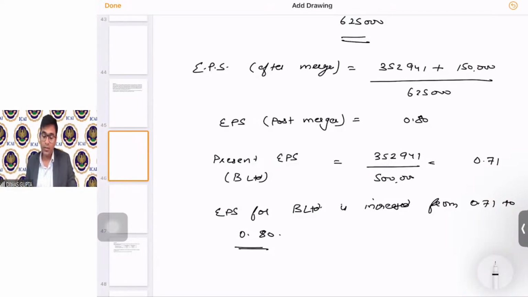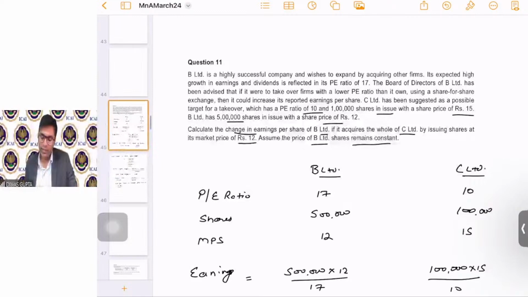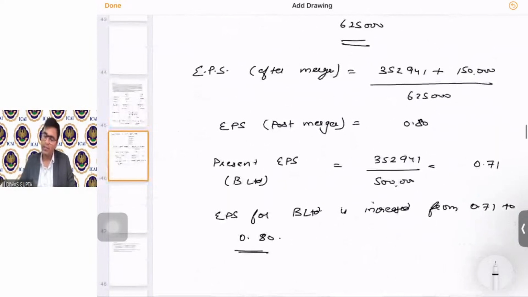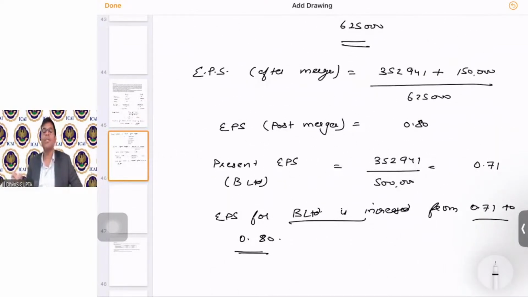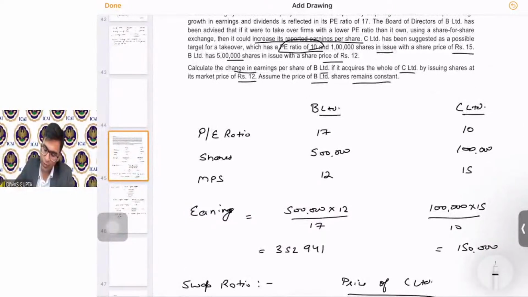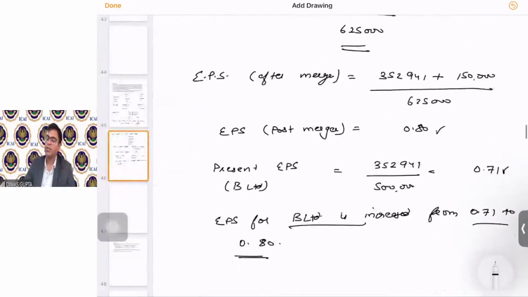So students, whatever was told to the board of directors, that if you acquire a lower P/E ratio company your earnings will increase, that it could increase its reported earnings per share, has finally been proved: EPS for B Limited is increased from 0.71 to 0.80, right? The existing one was 0.71. The new one is 0.80. I think that was the question asked: calculate the change in the EPS of B Limited if it acquires C Limited. So the change is 0.09 per share. It has increased, right? From 0.71 to 0.80.